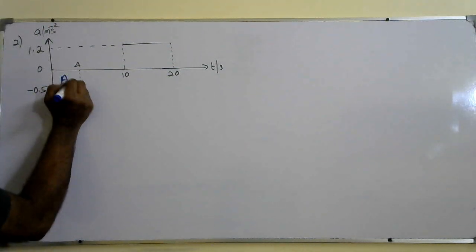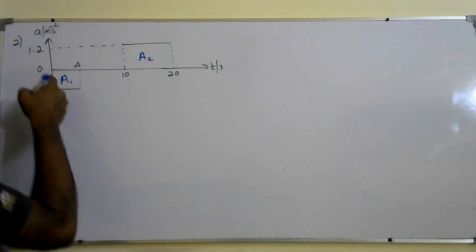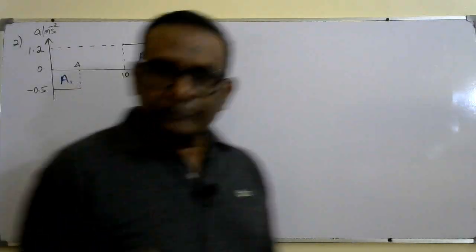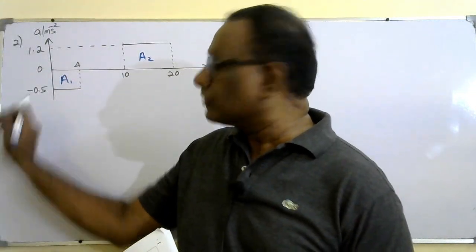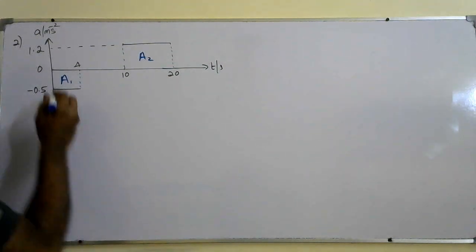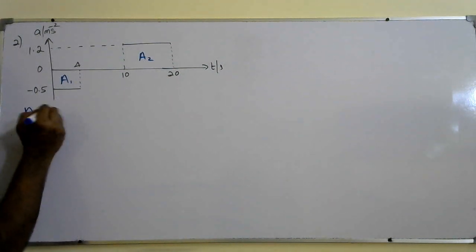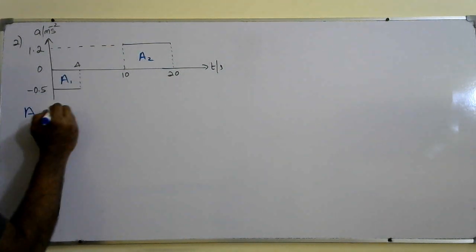So here, two different areas are there. If I take this as A1 and this as A2, when we find the area, we need to consider the sign of the acceleration also. So the area A1 is the change in velocity during 0 to 4 seconds.